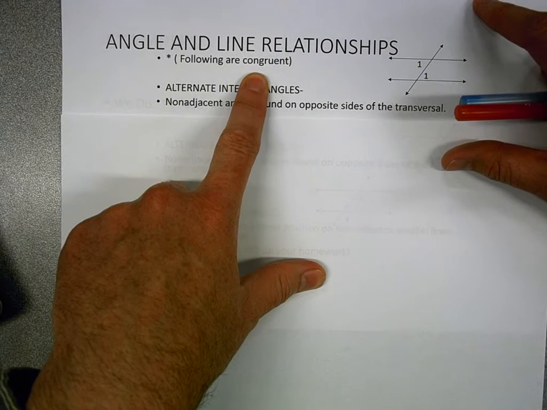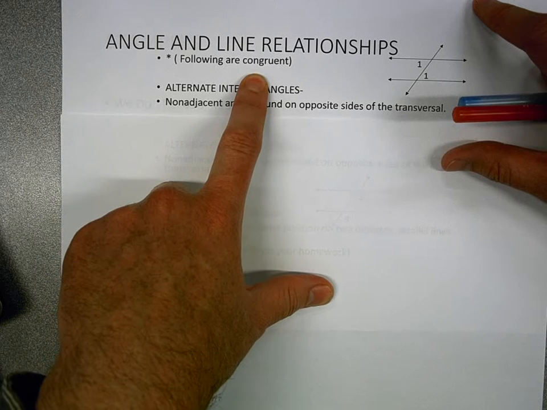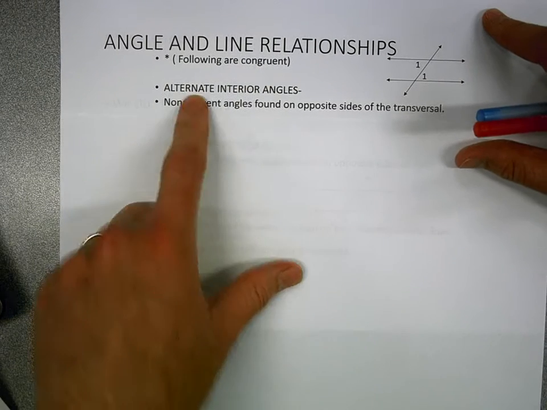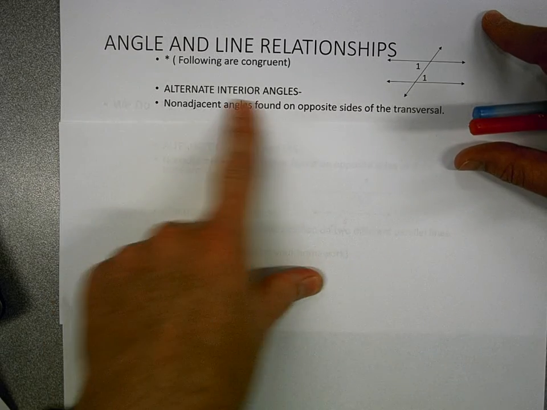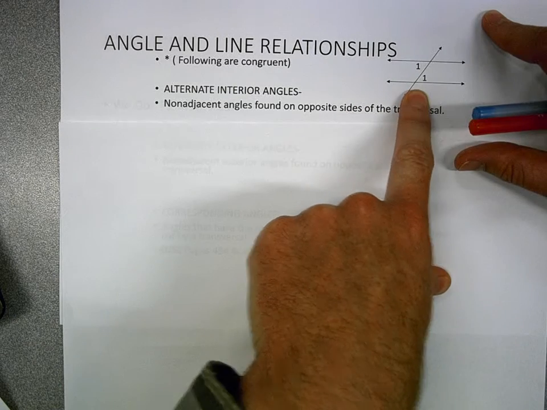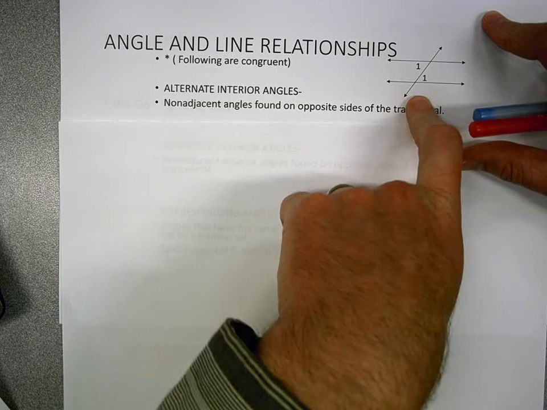That's my little footnote, although usually footnotes are down below. But the next three parts that we're talking about, they're congruent to each other. So alternate interior angles look like this, and just know they're congruent. They have the same measurement.